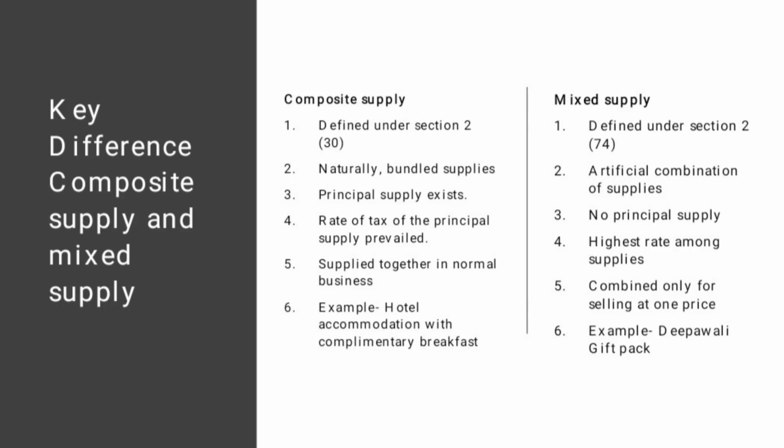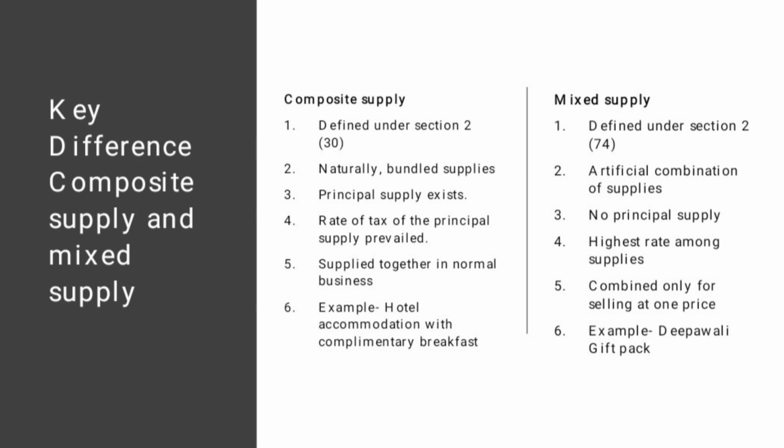But mixed supply is an artificial combination of supplies. In case of composite supply, a principal supply exists, which will determine the tax. But in case of mixed supply, no principal supply exists. In composite supply, the rate of tax of the principal supply prevails. In case of mixed supply, the highest rate among the supplies applies.